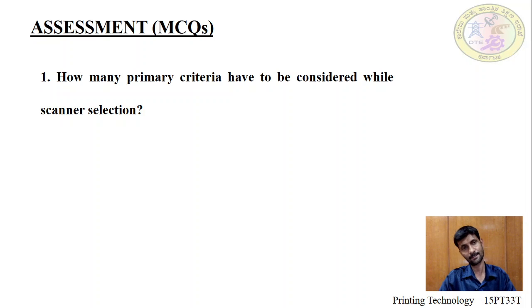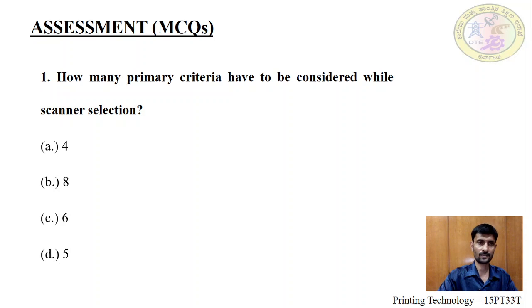Now we will discuss some multiple choice questions. How many primary criteria have to be considered while selecting a scanner? The options are 4, 8, 6 and 5. We have already discussed that there are 6 points. This is the clue to answer this question.